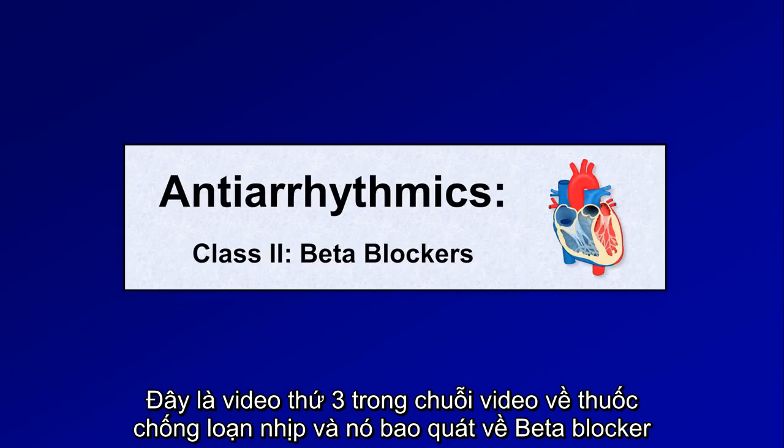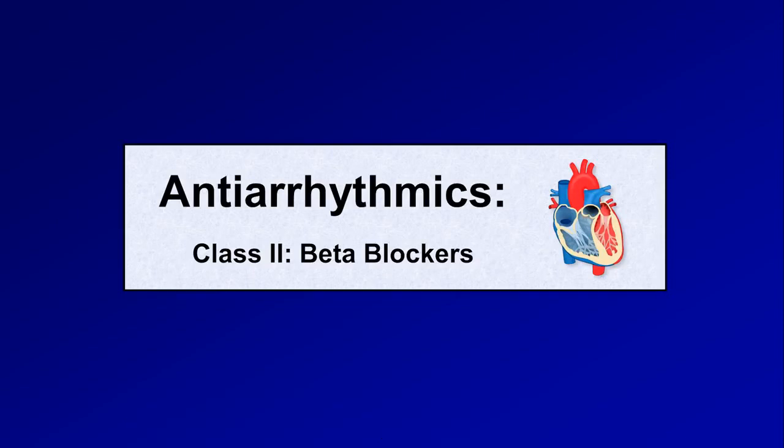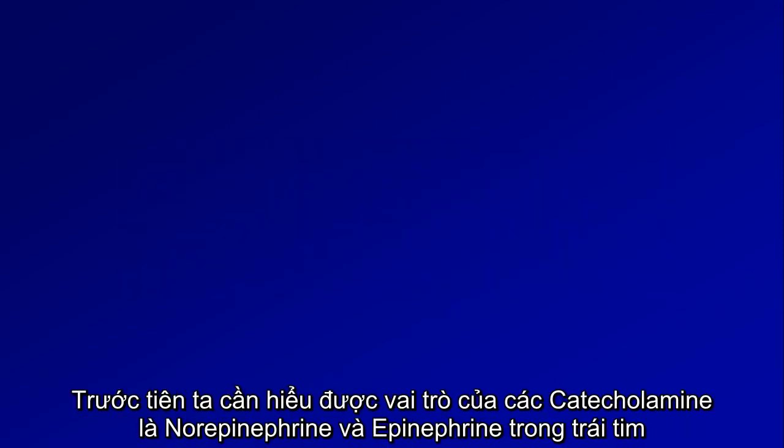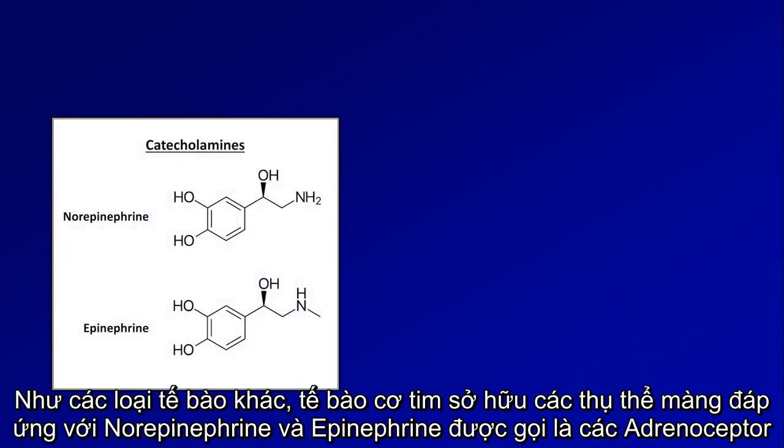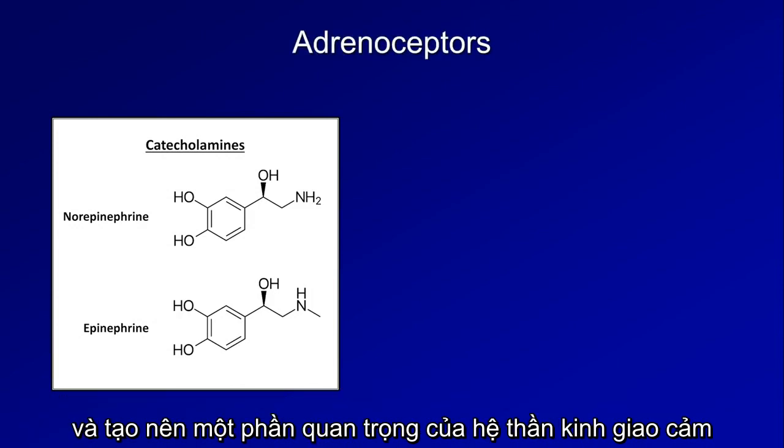This is the third video in this series on antiarrhythmics, and it will cover the beta blockers. To understand the mechanism of beta blockers, one first needs to understand the role of the catecholamines norepinephrine and epinephrine within the heart. As do many other cell types, cardiac myocytes possess membrane receptors that respond to norepinephrine and epinephrine, which are called adrenoceptors, and which make up a key part of the sympathetic nervous system.